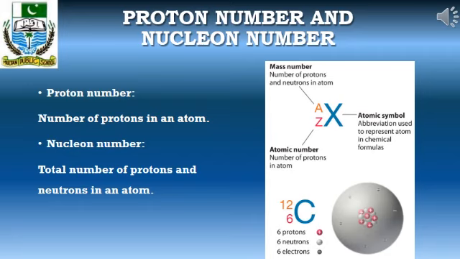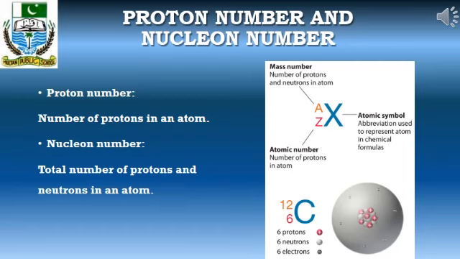Each element has a unique proton number. So the proton number is the identity of an element. If we take the example of carbon and oxygen, they have different proton numbers. Carbon has a proton number of 6. All atoms with 6 protons are therefore carbon atoms. Oxygen has a proton number of 8. So all atoms with 8 protons are therefore oxygen atoms.